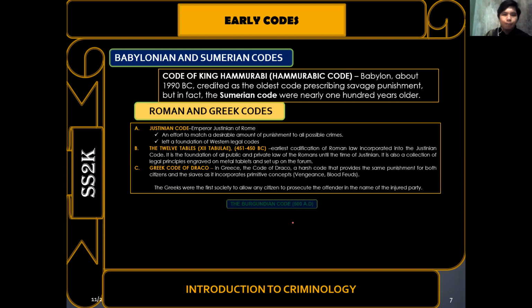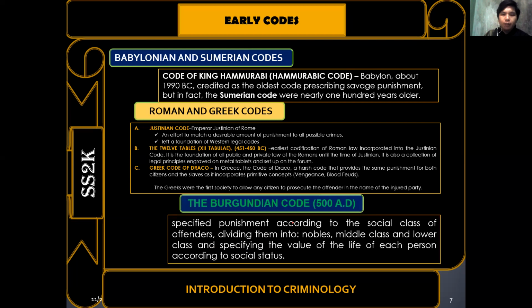unjust vexation. We also have the Burgundian Code in 580. The Burgundian Code specified punishment according to social class. This seems not good, because the punishment is based on your status in life. So unfair, in short. The Burgundian Code specified punishment according to the social status or class of the offender, dividing them into nobles, those of high standing, the wealthy, and the middle class.